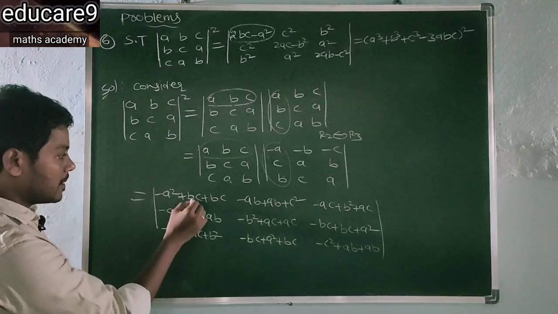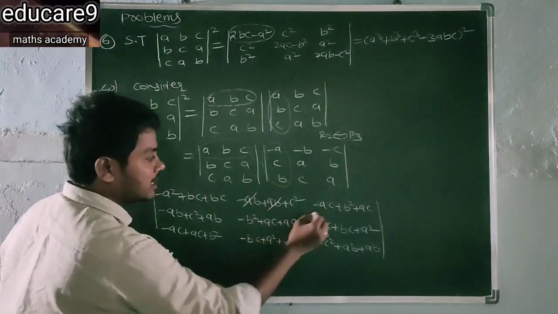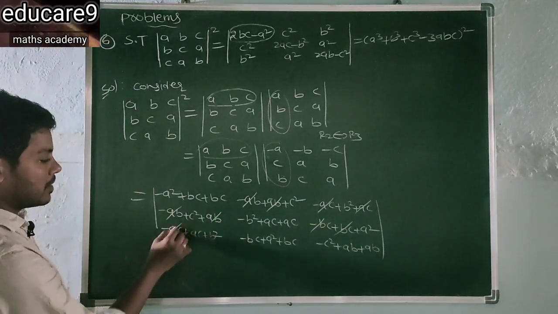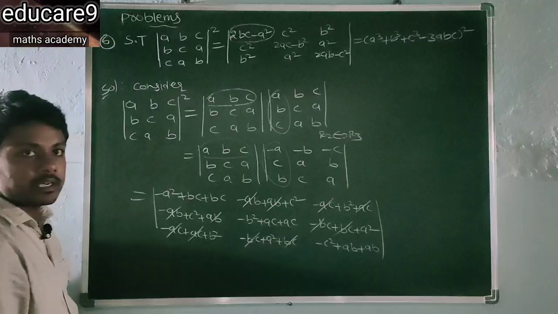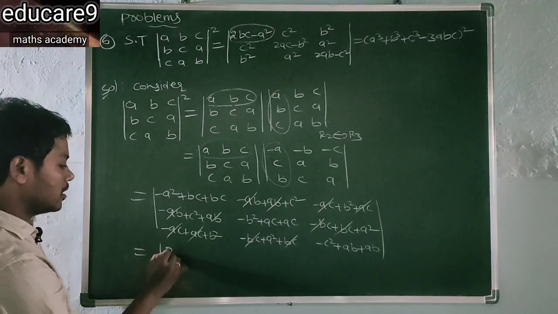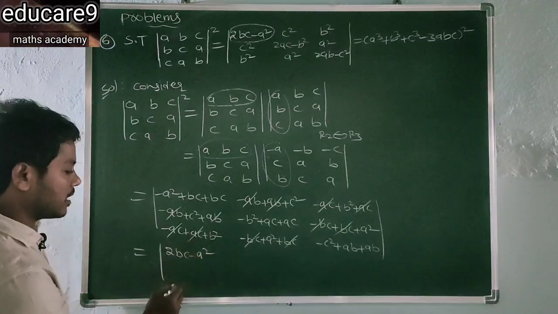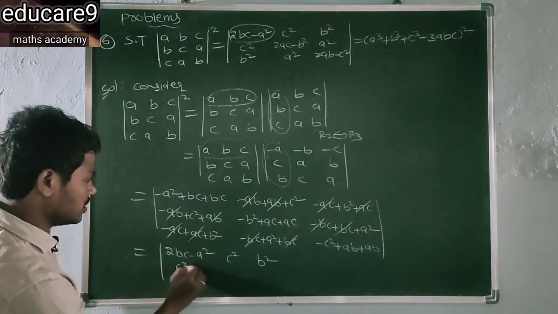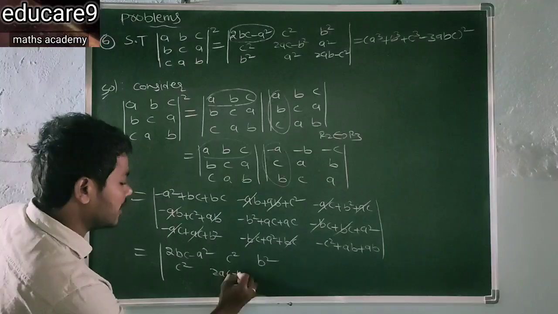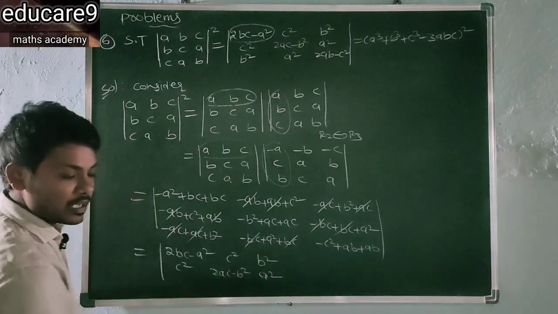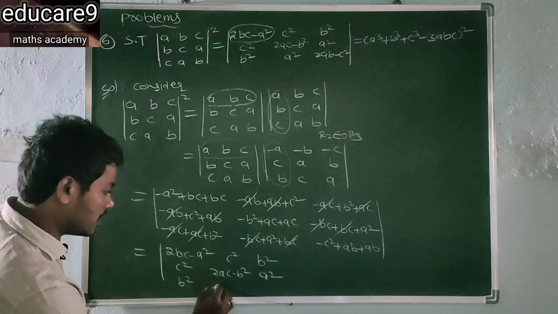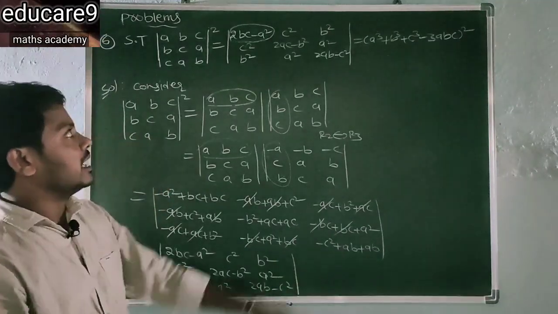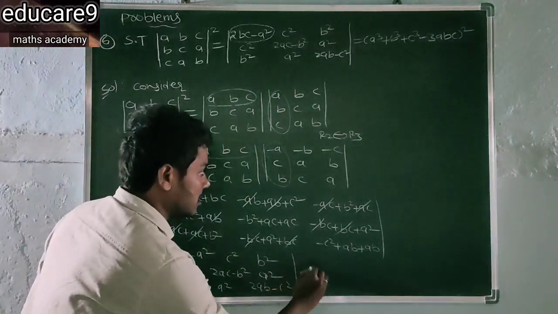So see here, minus AB plus AB, minus AC plus AC, minus BC plus BC get cancelled. So this is 2BC minus A square. Next, C square, B square, C square, 2AC minus B square, A square. Next, B square, A square, 2AB minus C square. So clearly you will get this one. This is equation 1.